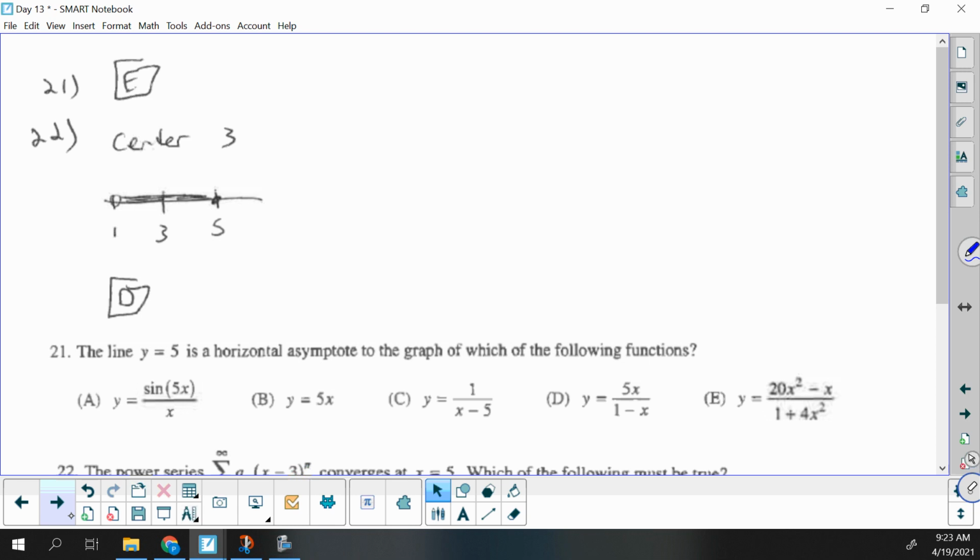Horizontal asymptote of y equals 5. We want to think ratio of leading coefficients. So in choice E, the ratio of those leading coefficients is 20 divided by 4, so we get 5.